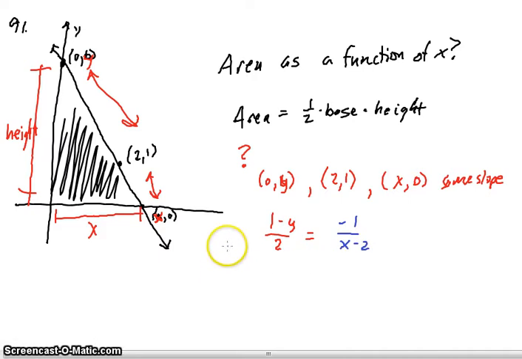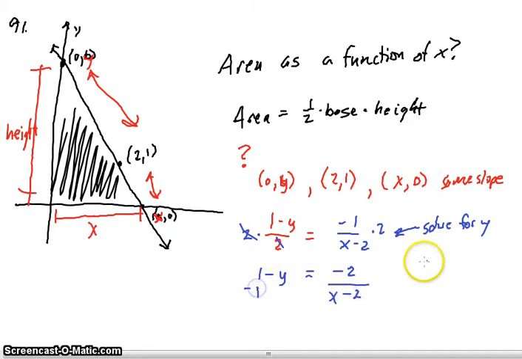Now it might not make sense to do this yet, but what we need is a way to find y, because the y is a matter of finding height, because it's length times height. So what I need to do for this now is I need to solve for y. So I've got to get rid of this 2 under the y, so I'm going to multiply both sides by 2. So I multiply the numerator by 2, so I get 1 minus y equals negative 2 over x minus 2.